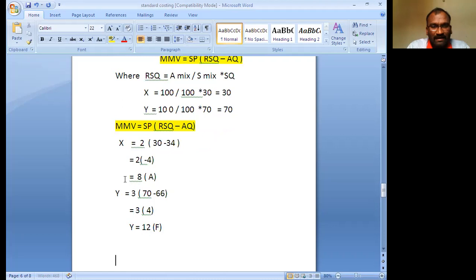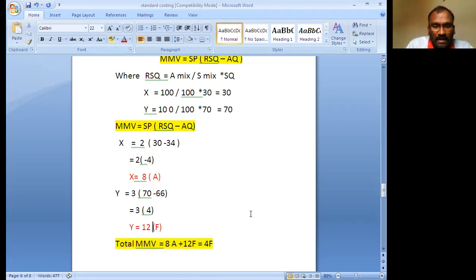So now you are getting the X value. X value, how much amount? 8A you are getting. In Y value you are getting 12F. Finally, the total material mix variance equals 8A plus 12F. Finally, you are getting the 4F. 4F is the positive value. 8A is the negative, 12F is the positive. So finally, you are getting the 4F. That is the material mix variance answer.